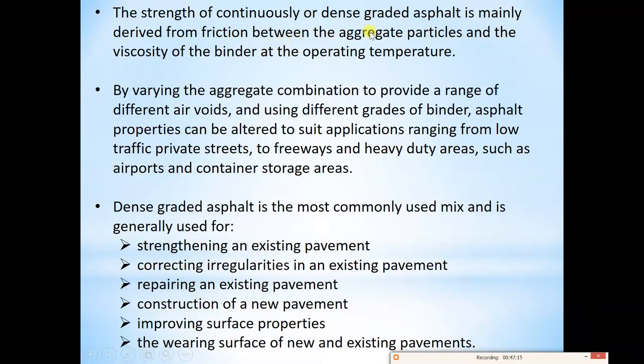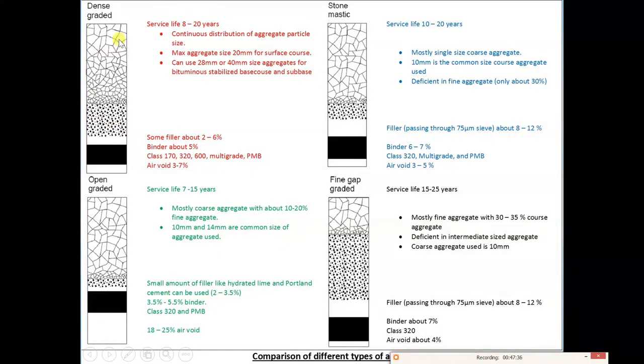The strength of the continuous or dense graded asphalt is mainly derived from the friction between aggregate particles and the viscosity of the binder at the operating temperature. So the strength of this type of mix is mainly due to the friction between the coarse aggregates, and also the binder paste. The bitumen mixed with the filler and the fine aggregate provides the paste, which is caught on the coarse aggregate.